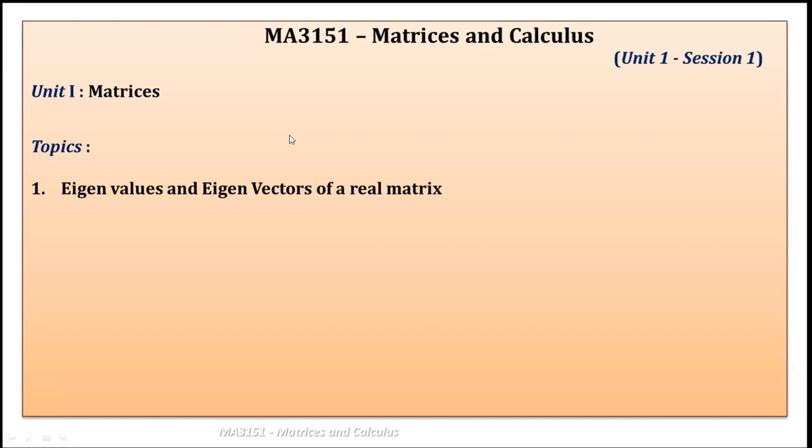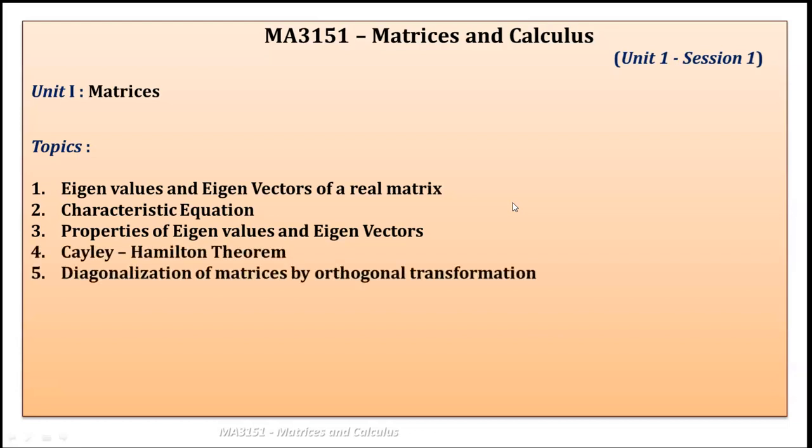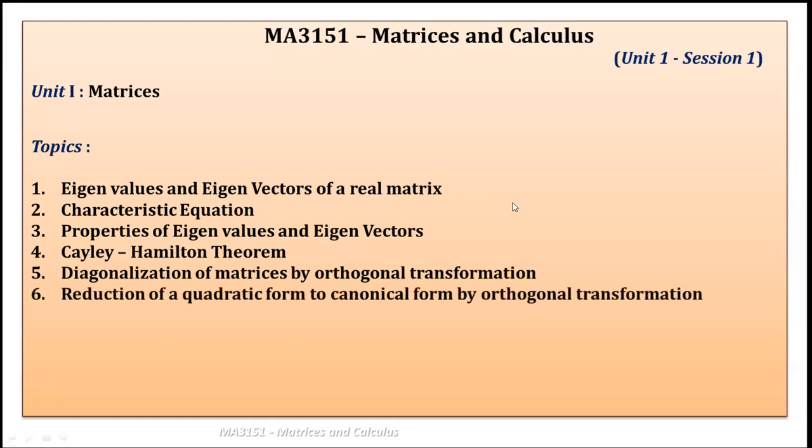And we have the following topics in first unit. The first topic is eigenvalues and eigenvectors of a real matrix. Second topic, characteristic equation. Third topic, properties of eigenvalues and eigenvectors. Fourth one, Cayley-Hamilton theorem. Fifth one, diagonalization of matrices by orthogonal transformation. Sixth one, reduction of a quadratic form to canonical form by orthogonal transformation.